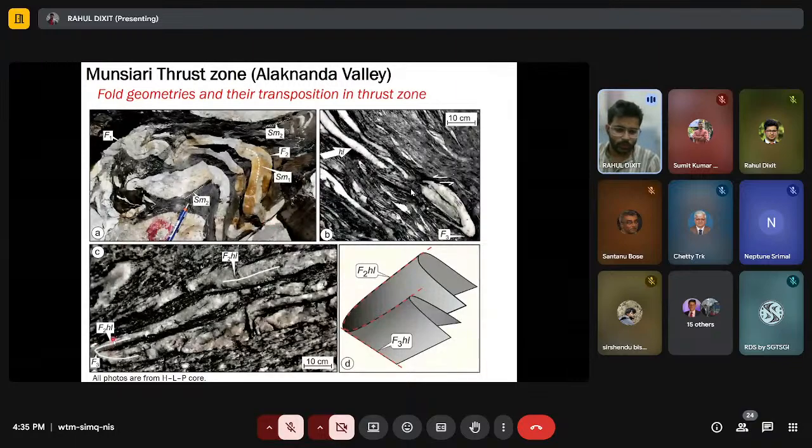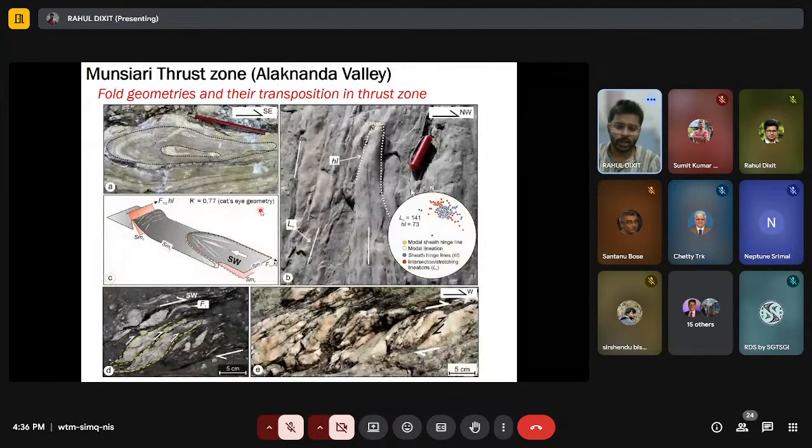Then there is another group of folds, which is the F3 fold, and these F3 folds are usually formed because of the non-coaxial refolding of the earlier F1 or F2 fold, as it can be seen in this photograph. See that this is the F2 fold. Now this F2 fold has been refolded non-coaxially to form the F3 fold, as it can be seen from this schematic diagram.